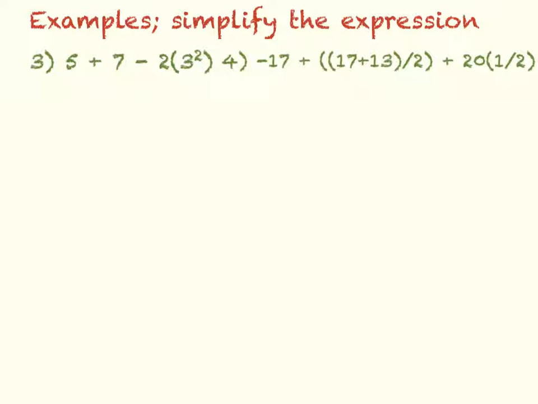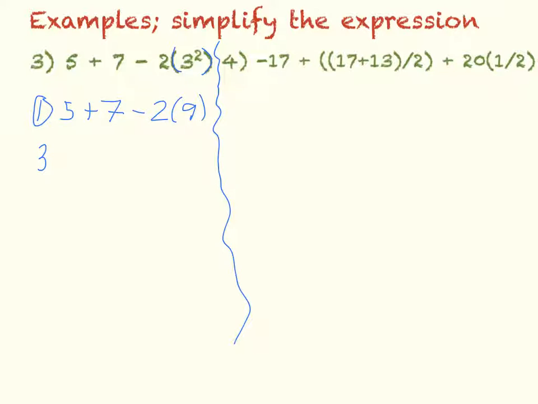Example 3, 5 plus 7 minus 2 times 3 squared, and that's what we need to solve. So the first step is the parentheses, but in this case we don't really have parentheses. All we have is right here, which is actually just an exponent, 3 squared. So I'm going to write 5 plus 7 minus 2, 3 squared is 9, so times 9.